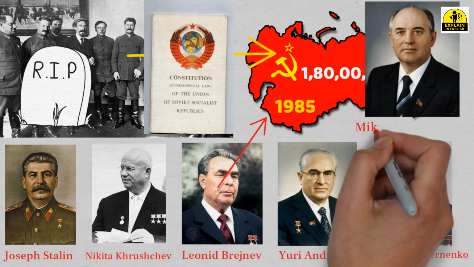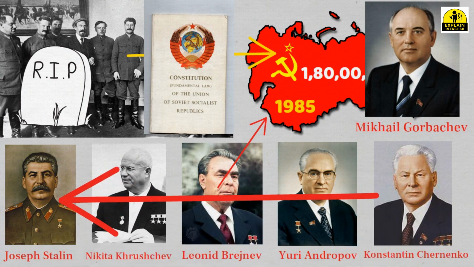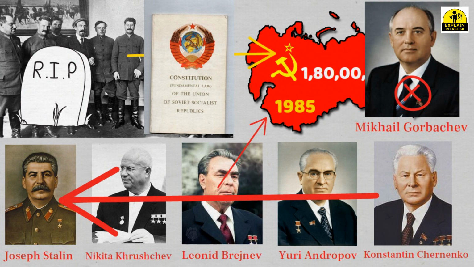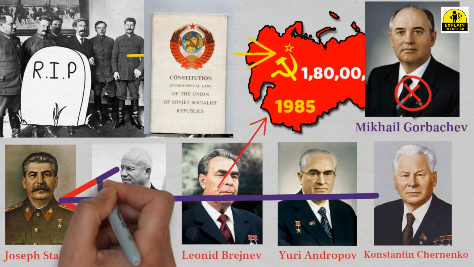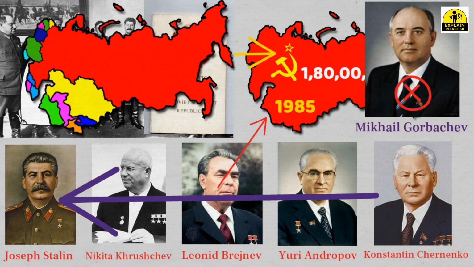And finally, Mikhail Gorbachev came to power. Everyone followed Stalin's path, except Mikhail Gorbachev. We will talk about Mikhail Gorbachev in a while. Firstly, let us examine the actions that the USSR's Communist Party took that raised the possibility of the USSR collapsing.